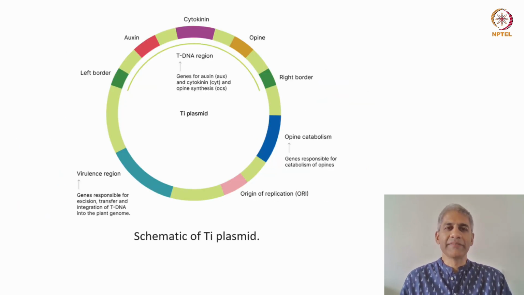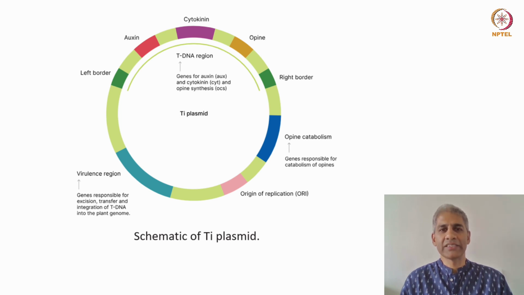If you look at the T1 plasmid in more detail, it contains three main regions. One is the origin of replication, like all plasmids. Then it has a virulence region, which contains genes responsible for snipping out and integrating a particular part of the plasmid in the host's genome. And then there is what is called the tDNA region.